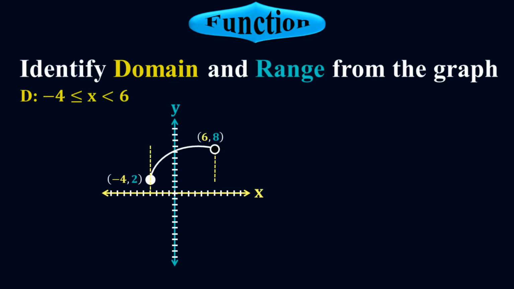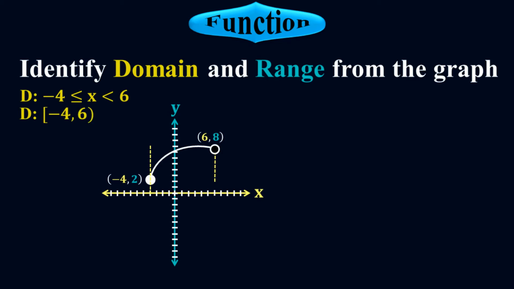There is an equality sign with the negative 4 because of the filled-in circle, which means that negative 4 is included. But there is no equality symbol with the positive 6 because of the empty circle. So positive 6 is not included. Its domain must be equal to and greater than negative 4, including negative 4, but must be less than positive 6. I can also write the domain as negative 4, comma 6.